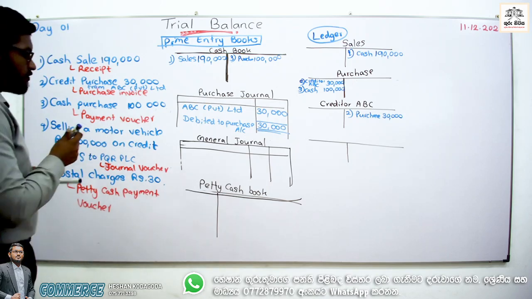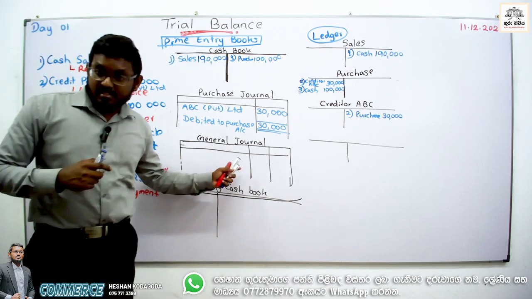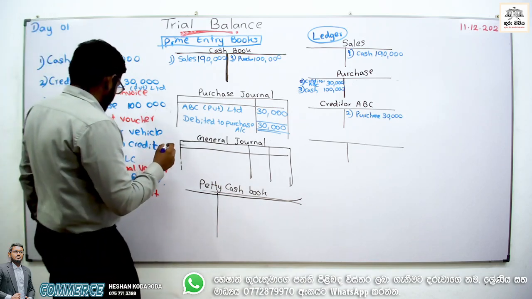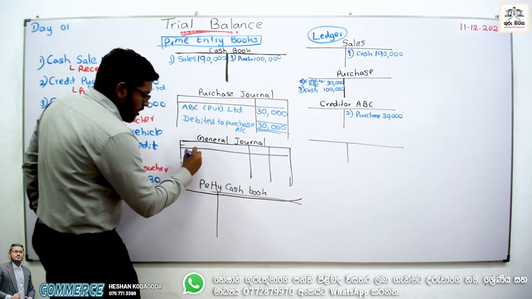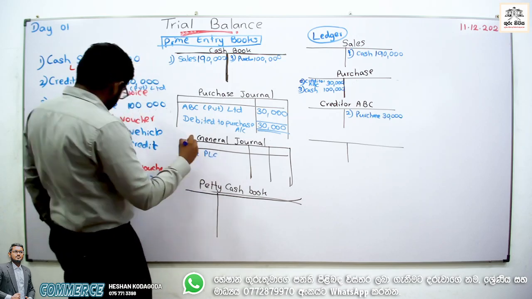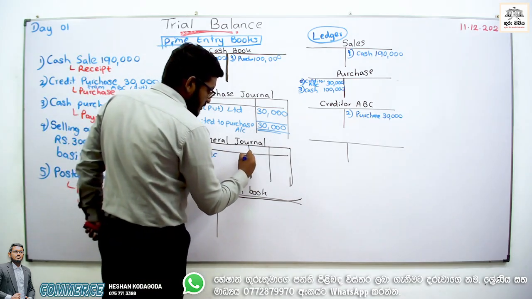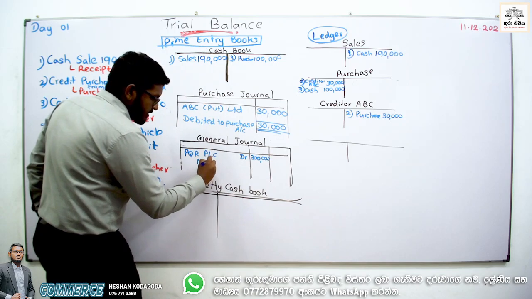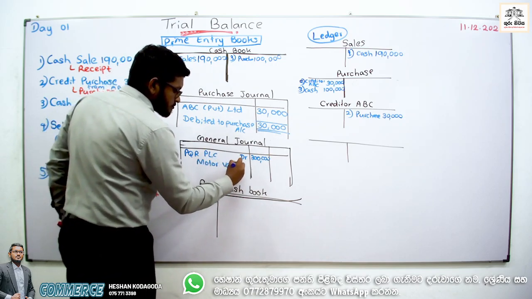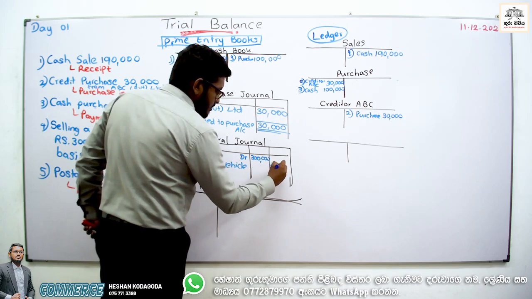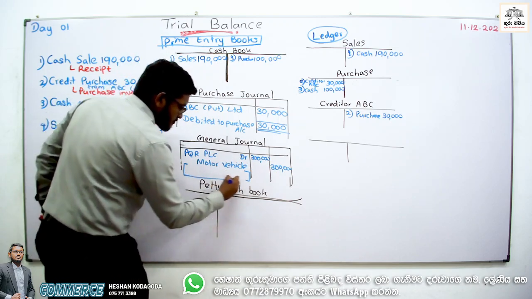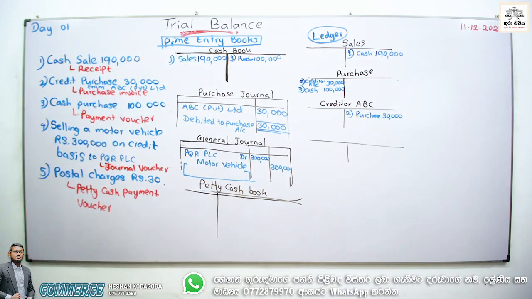Number 4. So we need to record the both double entry in general journal. Can you remember? So fourth one, we need to write PQR PLC. How much? Debit 300. Then motor vehicle account credit 300. Then you need to write a narration as well. So I'm not going to write the narration in here. So you need to write the narration. Then the other one.